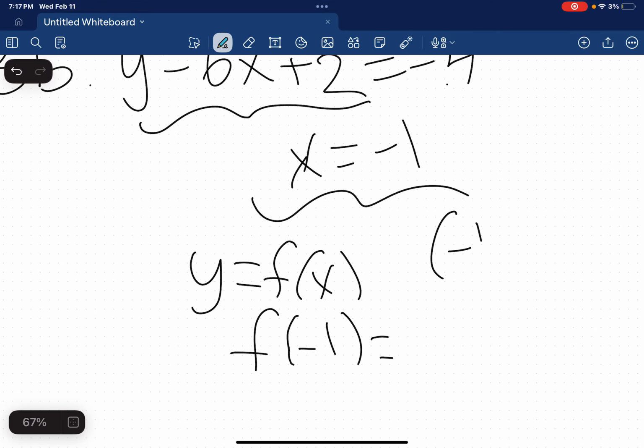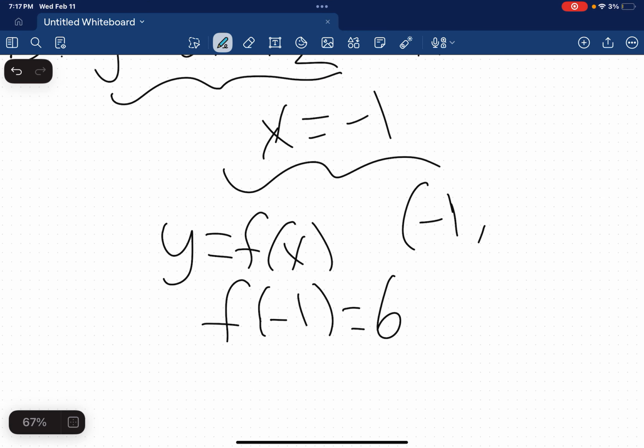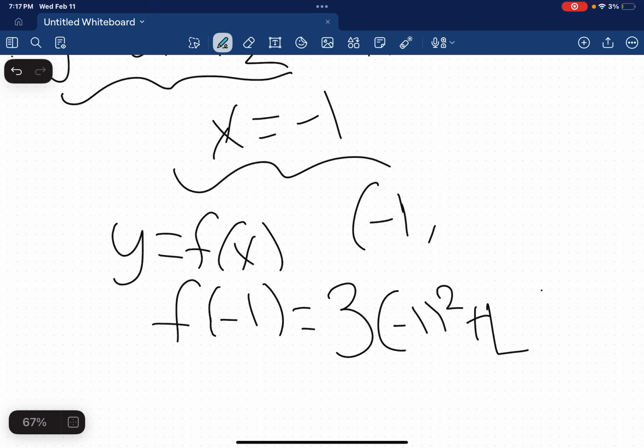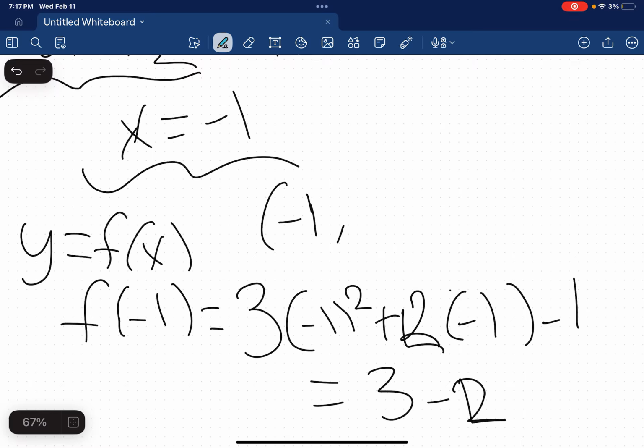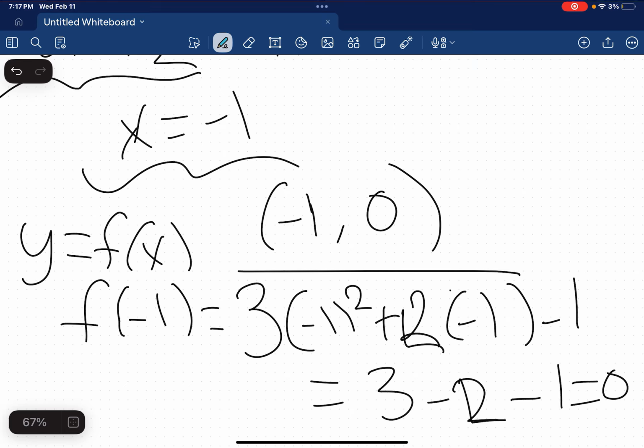Right now, we have our x value of -1. So plugging this back into the original equation, we did not get 6, we get 3. Where did my thing go? Oh yeah, -1 squared plus 2, wow, this thing is not working. I've said that a lot today. 2 times -1. Yep, -1, which is going to be 3 minus 2 minus 1, which is literally just 0. So that gives our y value of 0, and this is our solution.